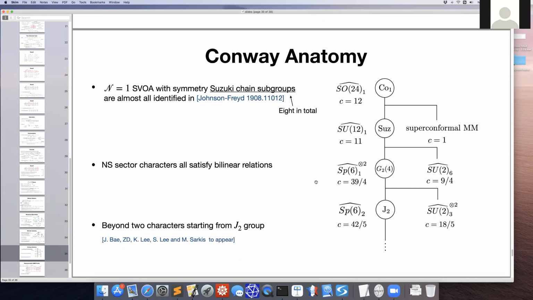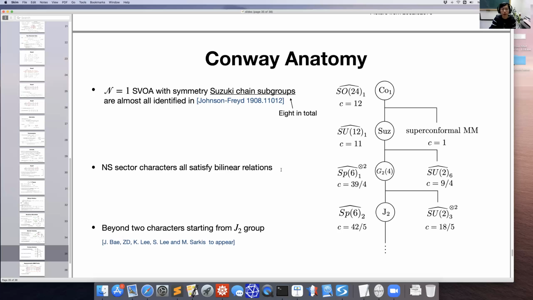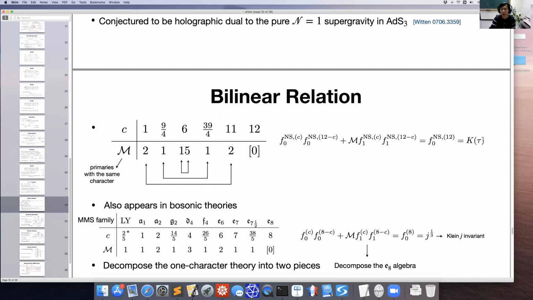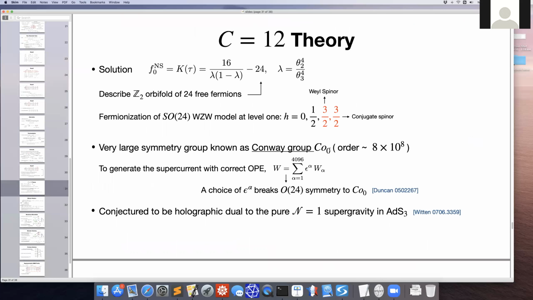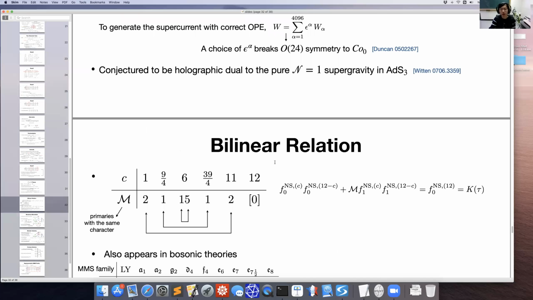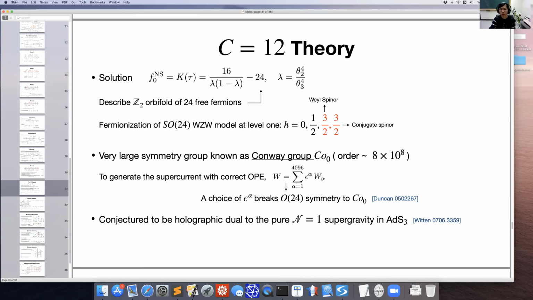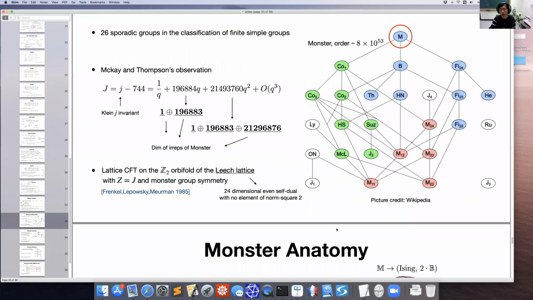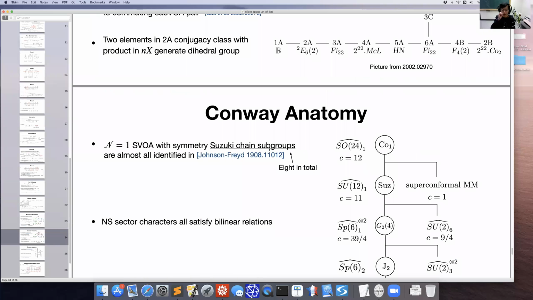When you say bilinear relation, right? So with respect to this K, because this is a Conway, this has Conway group symmetry. Oh, I see. Yeah, as I explained here. By the way, this is a double cover of the Conway 1. The Conway 1 appears here, and also appears here. Okay, I see.